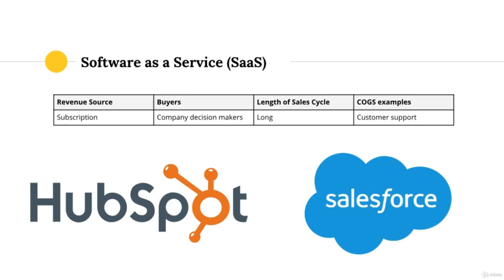For software as a service, it's also a subscription. Buyers are usually company decision makers if you're talking about B2B software, and for that reason, the sales cycle is going to be a bit longer as well. And for cost of goods sold, mostly things like customer support. So HubSpot is a great example of this, marketing software, and Salesforce.